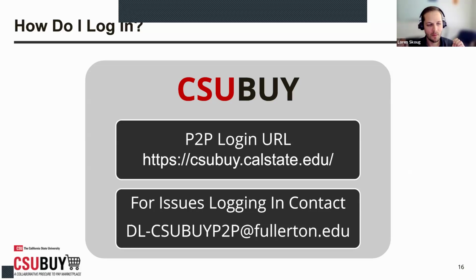The first being, if you go to this website, csubuy.calstate.edu, you can navigate to the P2P page there. If you go to the search bar and type in P2P or CSU BUY, it'll take you to the CSU BUY page. And from there, there's a button that says CSU BUY login. I'm not going to show that because that isn't the way that I recommend you do it, but it is an option.